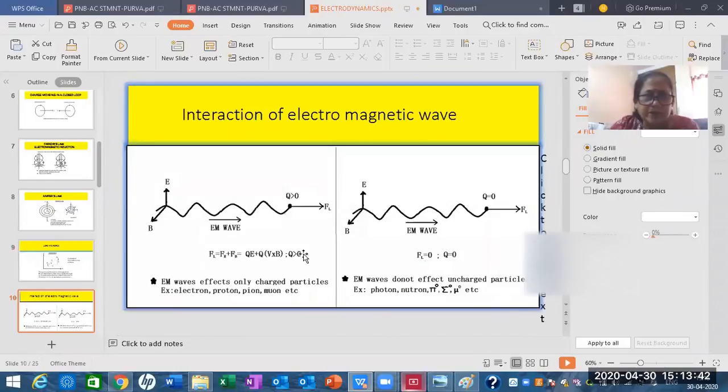Next, Lorentz force acting on a charged and uncharged particle. So we saw that if it is a charged particle, it experiences Lorentz force, that is FL is greater than 0 in this case. But if it is an uncharged particle, the force experienced by it is 0. FL is 0. This is a null vector in this case. So I have shown here examples of uncharged particle and charged particles.